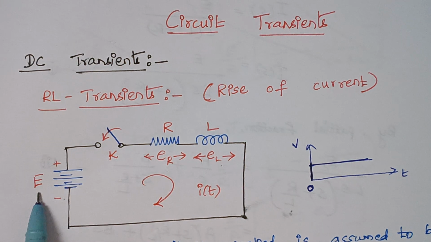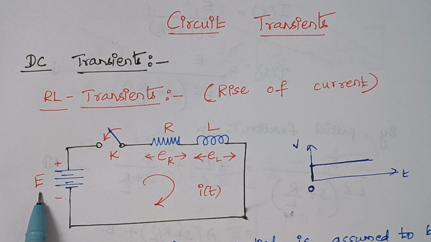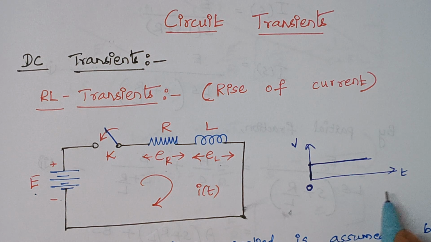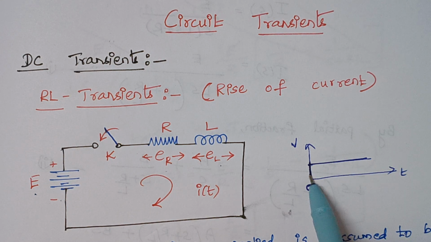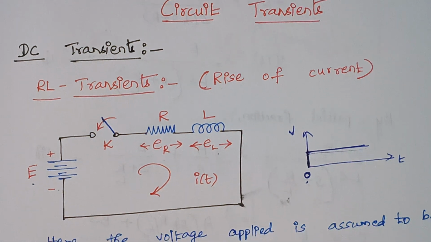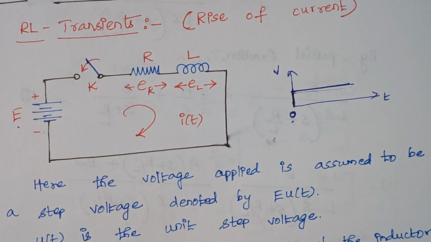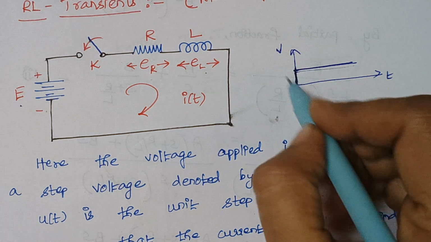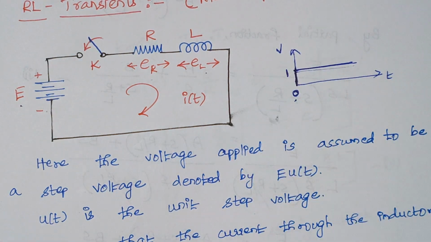Here the input voltage is assumed to be a step voltage. What do we mean by step voltage? This is the diagram of a step signal. It is a signal whose value increases when t is 0, and once t is greater than 0, it remains constant. The input voltage is a step voltage, denoted by E times u(t), where u(t) denotes the unit step, whose value is 1.